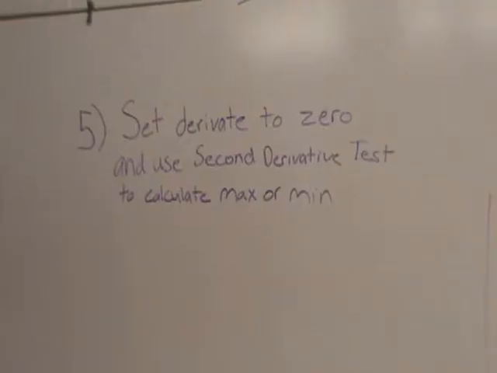The next step is to set the derivative to 0 and find whether it's a maximum or minimum using a second derivative test. Depending on what the question asks, you might have to plug the variable back into the original equation.